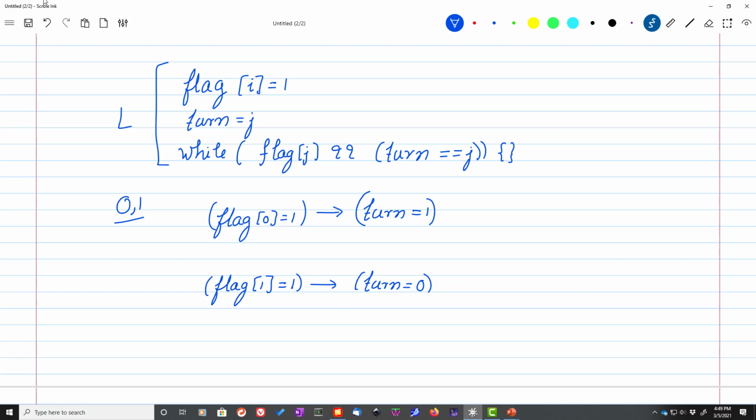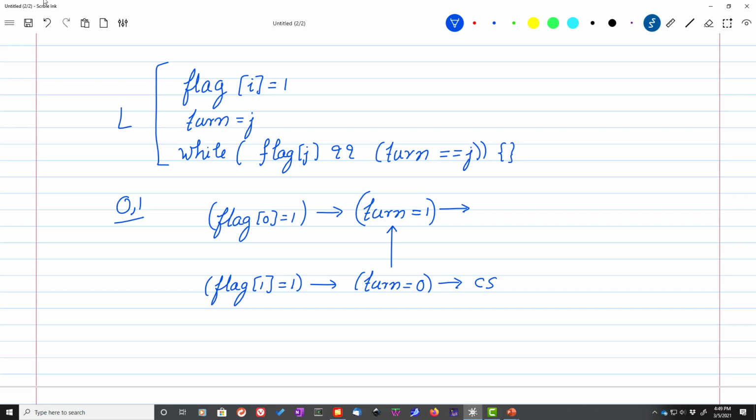So with no loss of generality, let us assume that turn was set to 0 first and then it was set to 1. Given that it is a shared variable, one of the writes will happen before the other. So we will have an ordering like this. After that, we claim that process 1 entered the CS and process 0 also entered the CS. CS meaning the critical section.